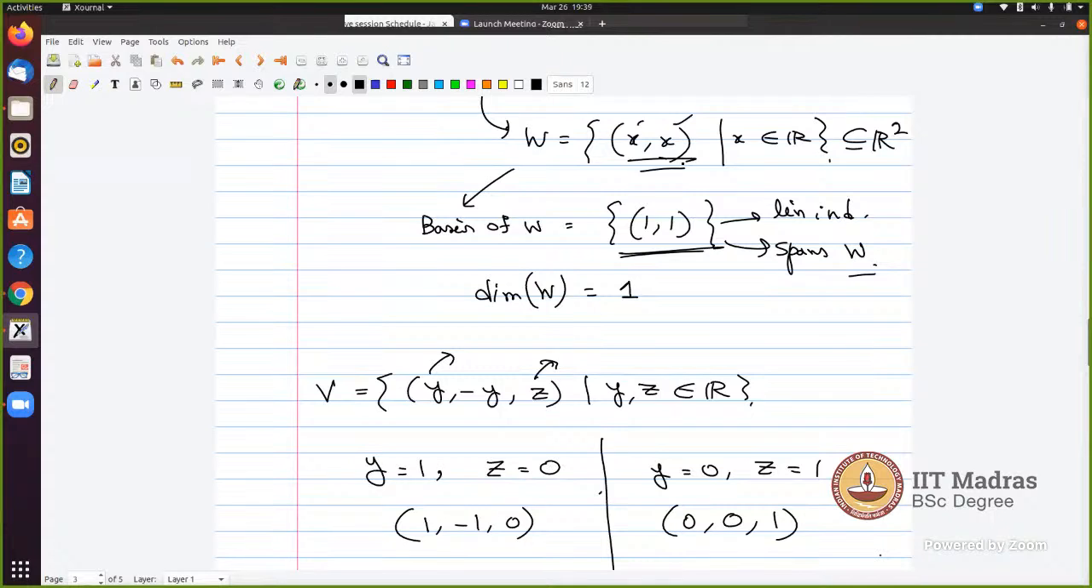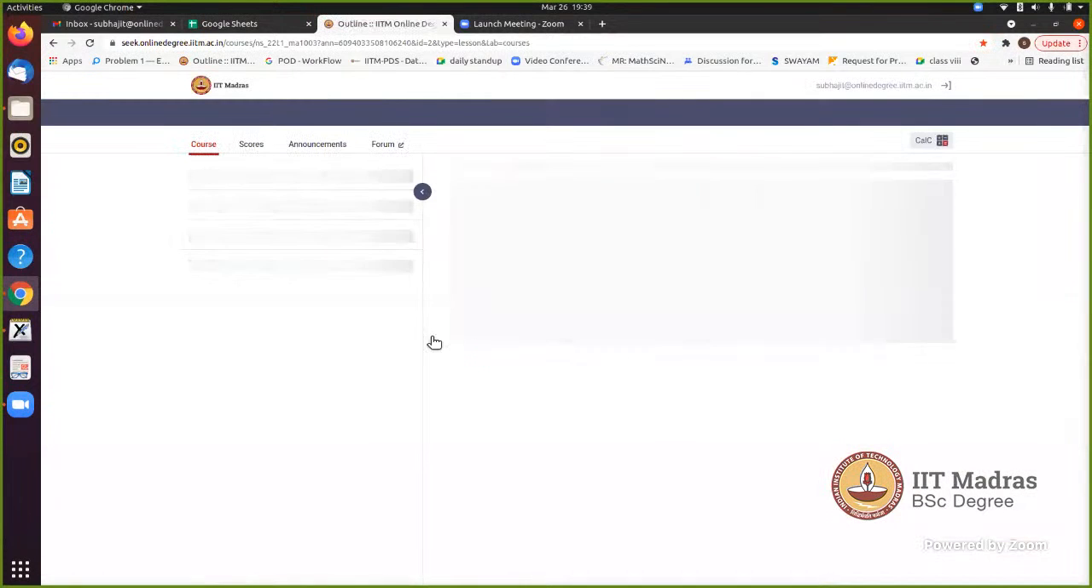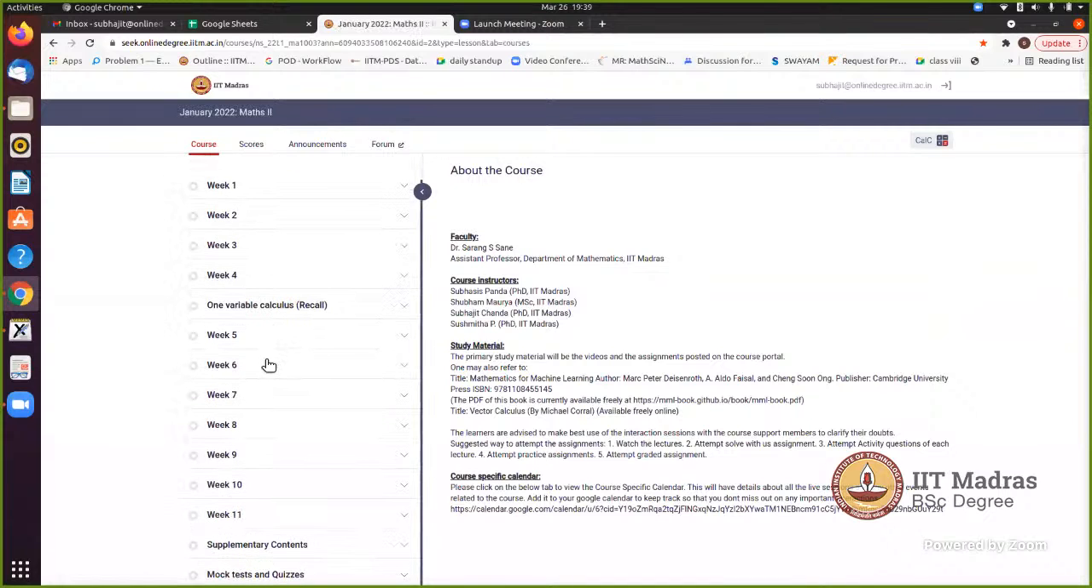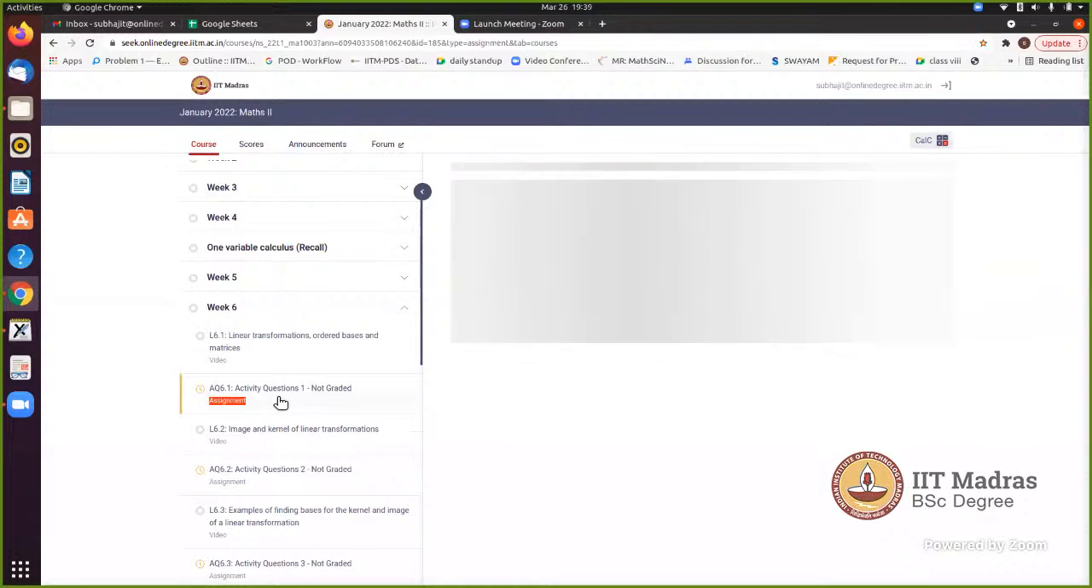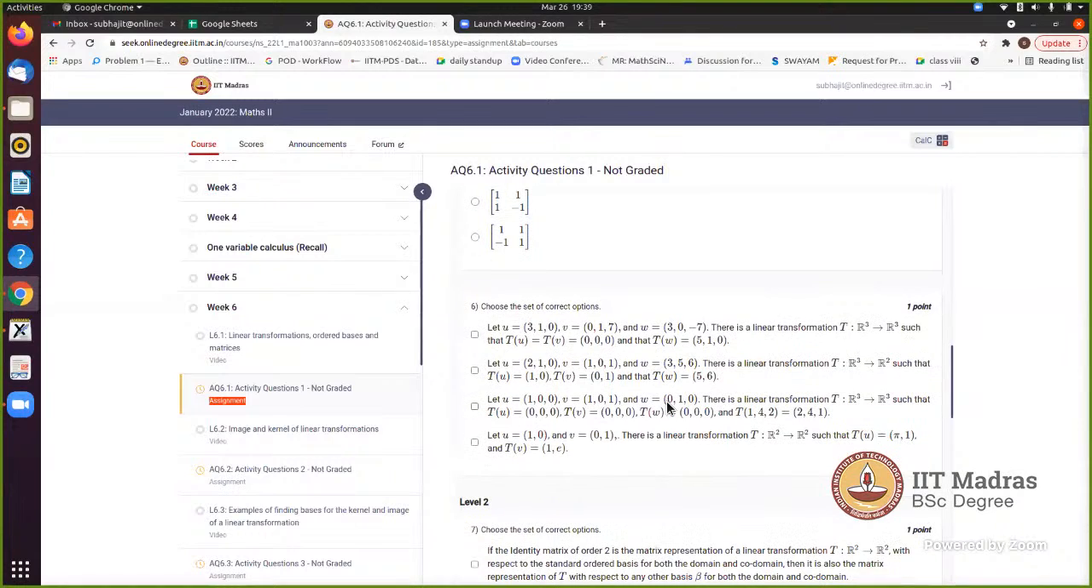Can we look at an assignment question, sir? I have one from the 6th week, 6.1, 6th question. So this is a linear transformation such that this holds. How are we going to solve it?